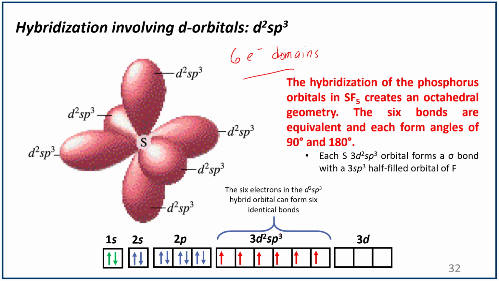Now for d2sp3, which is for 6 electron domains, this involves the hybridization of 2 3d orbitals, 1 3s orbital, and 3 3p orbitals, at least for sulfur here. So this also leaves behind 3 empty 3d orbitals. Okay, so just a quick review.